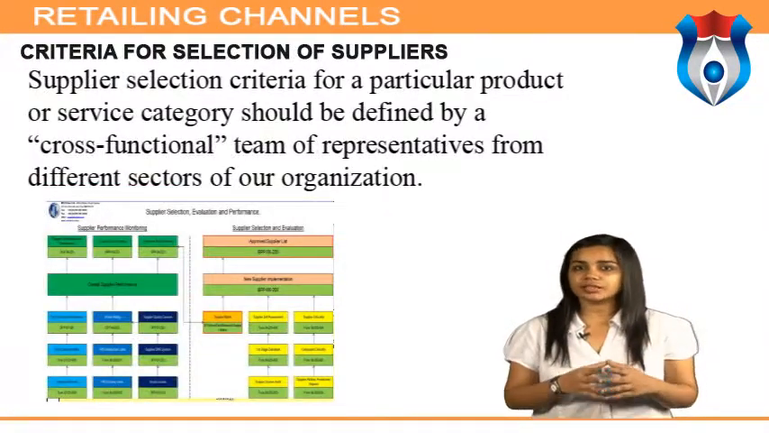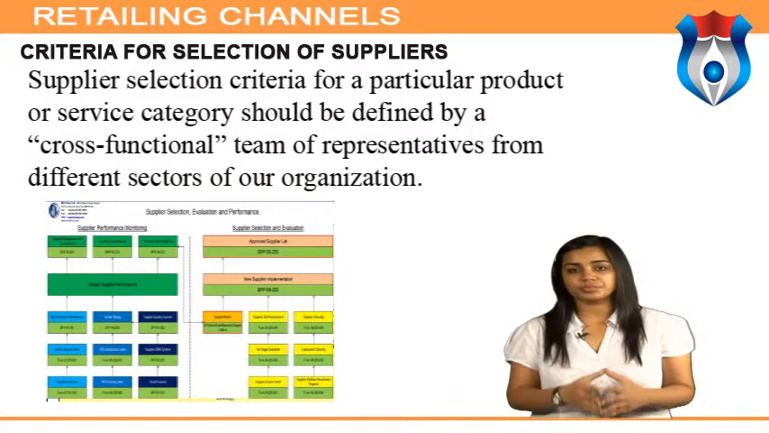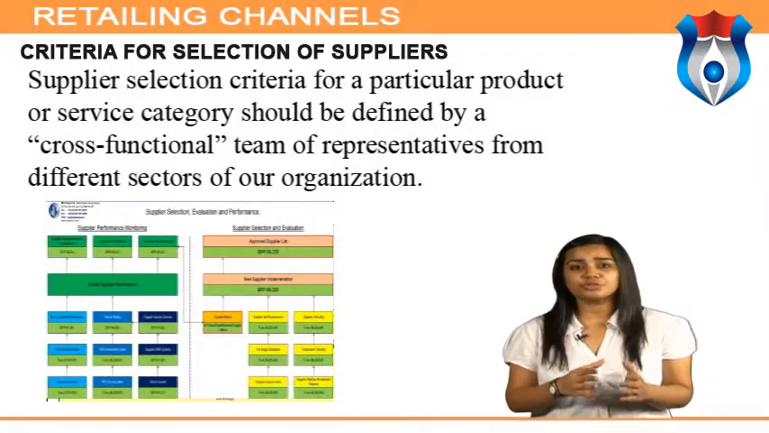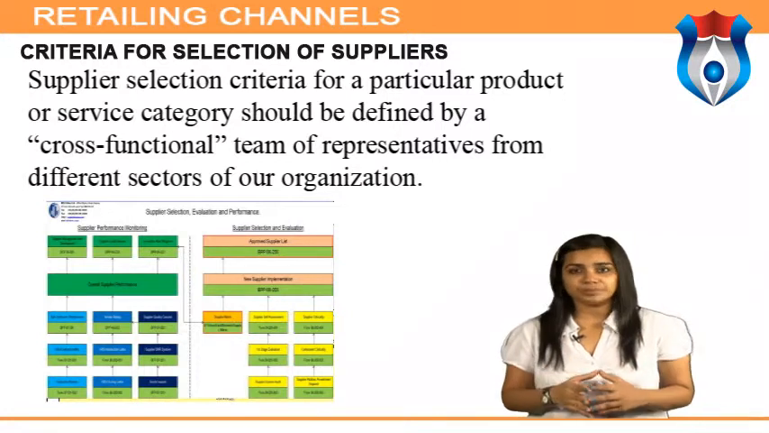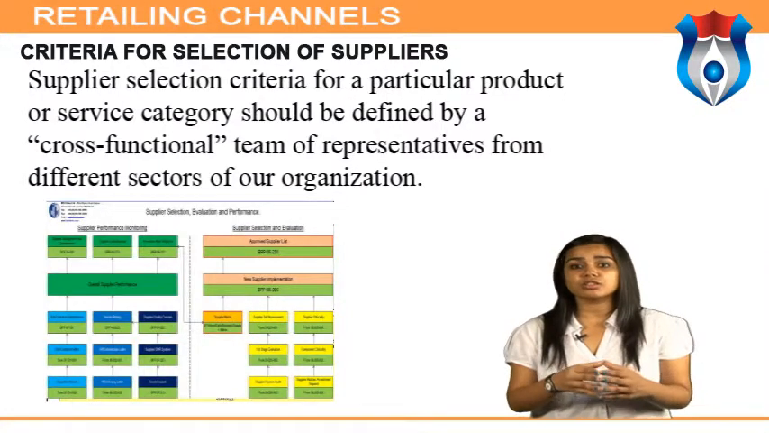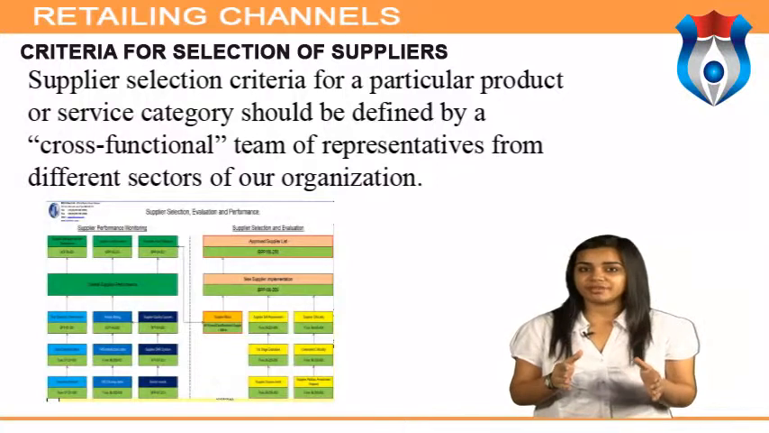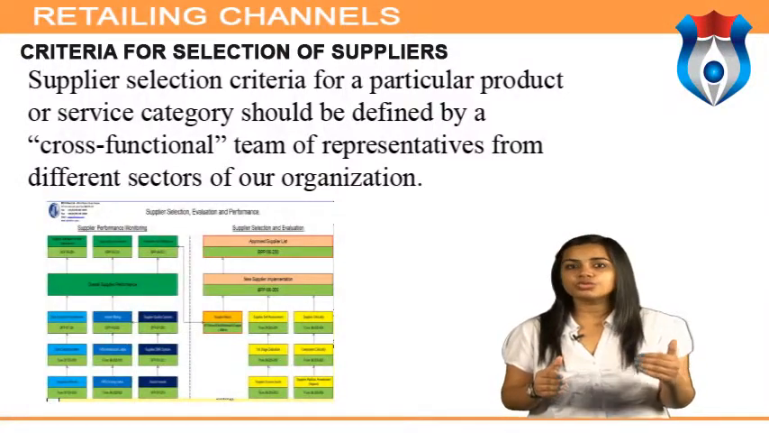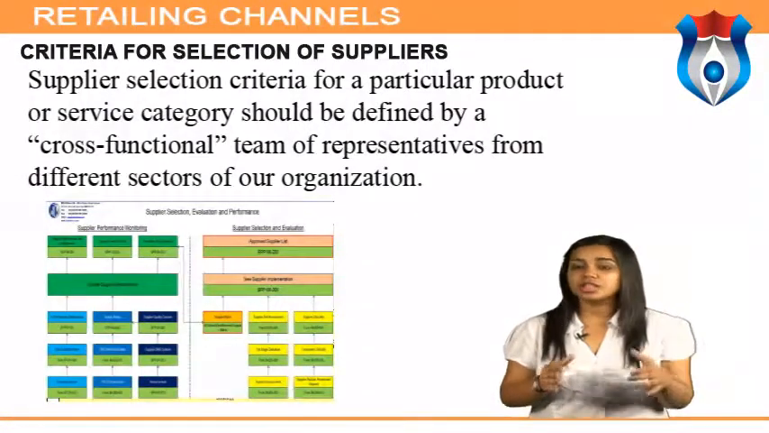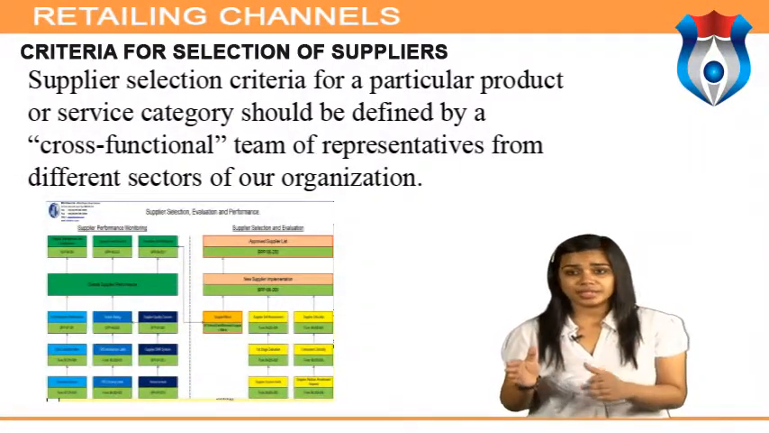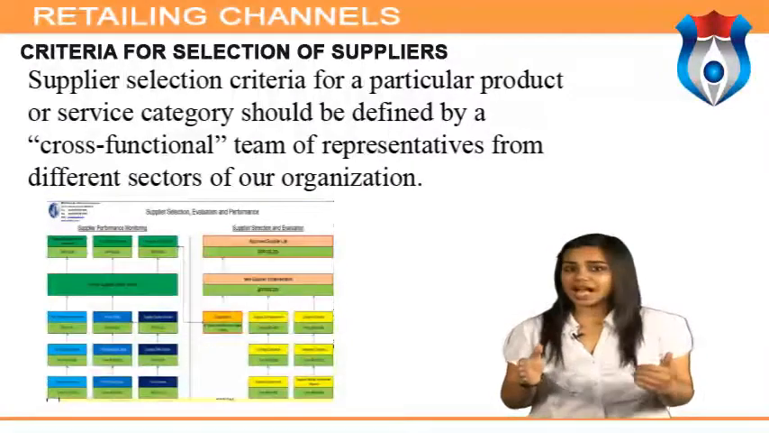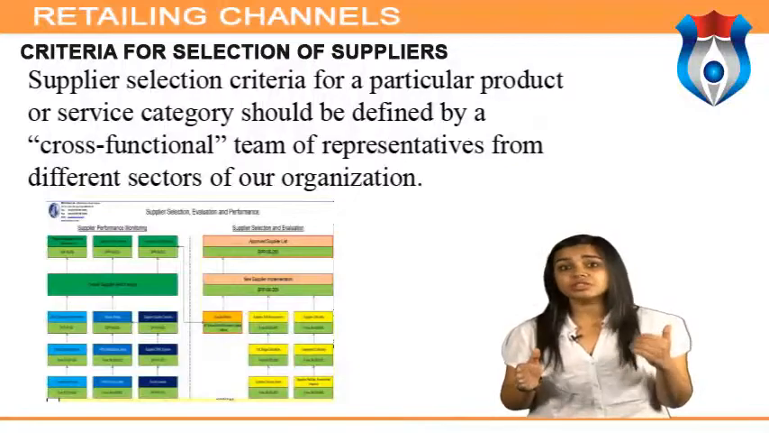Now we shall discuss the criteria for selection of suppliers. Supplier selection criteria for a particular product or service category should be defined by a cross-functional team of representatives from different sectors of our organization. In a manufacturing company, for example, members of the team typically would include representatives from purchasing, quality engineering and production. Team members should include personnel with technical applications knowledge of the product or service to be purchased, as well as members of the department that uses the purchased item.